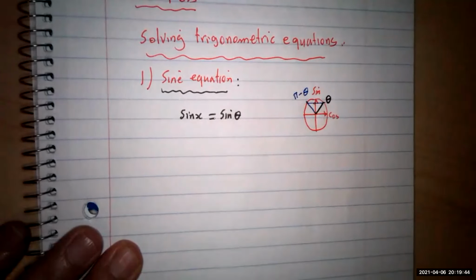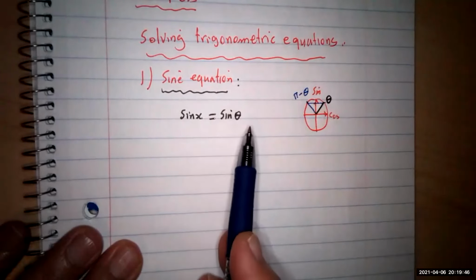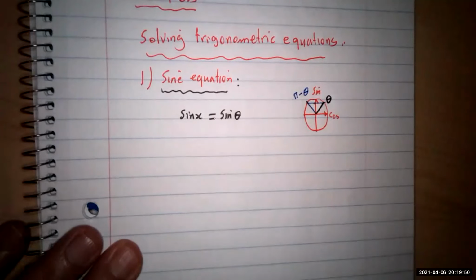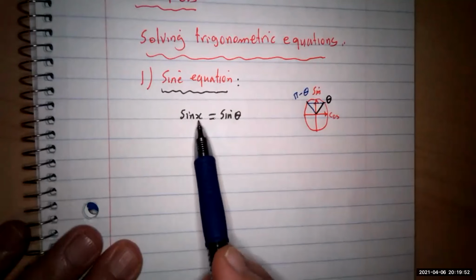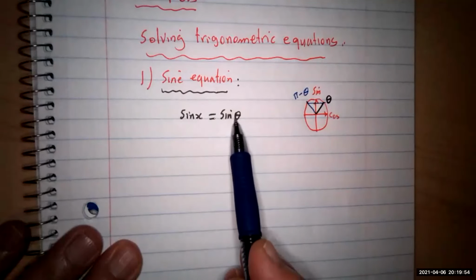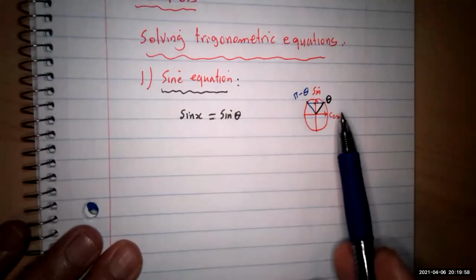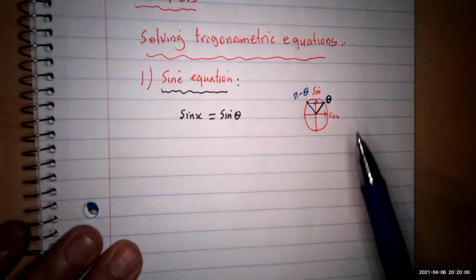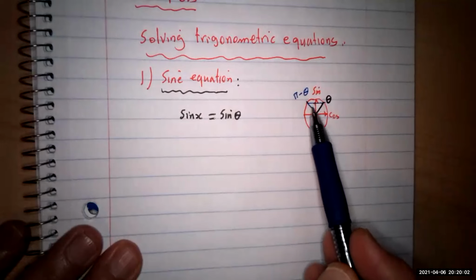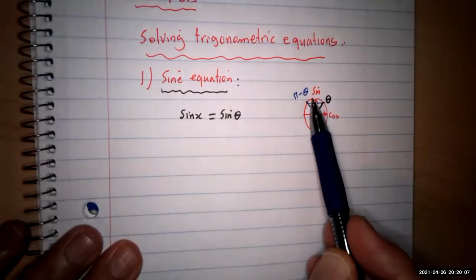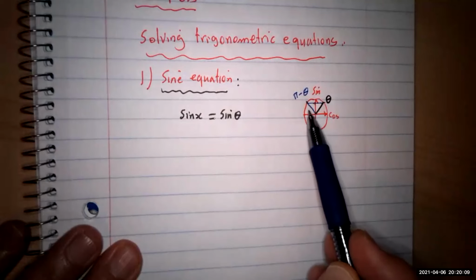So if sine x is equal to sine of theta, you already got two solutions. One of the solutions is x equal to theta. You let them equal to each other, but there is going to be another one. If you go on the unit circle, you will see it. The other one is this portion over here, which is 180 minus theta.